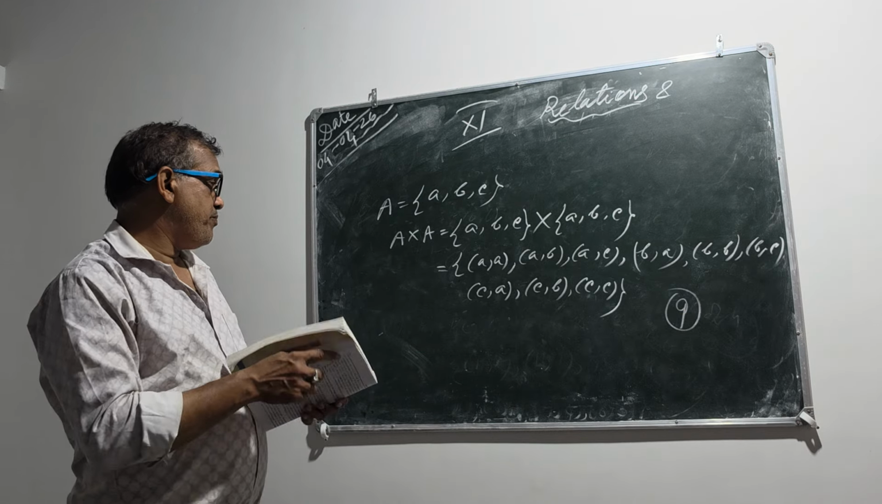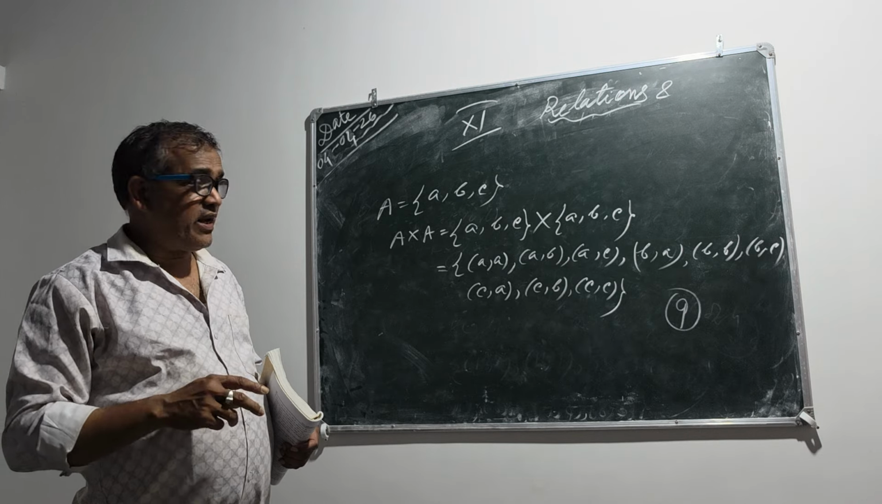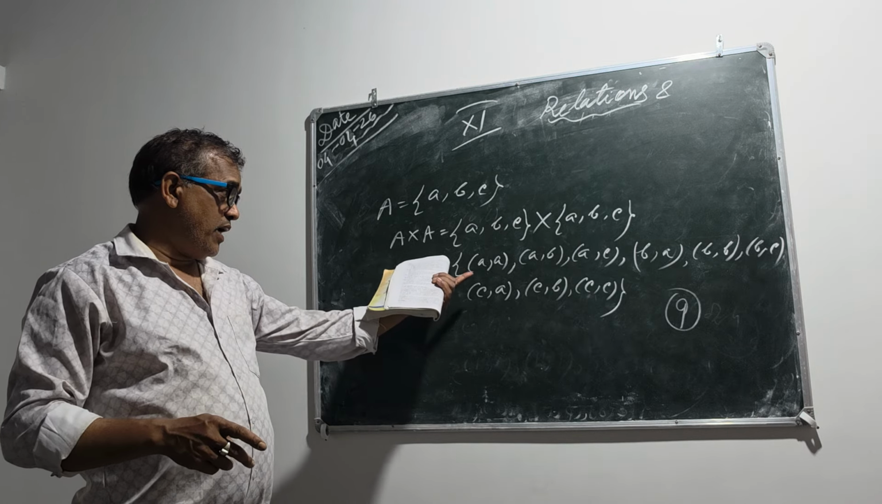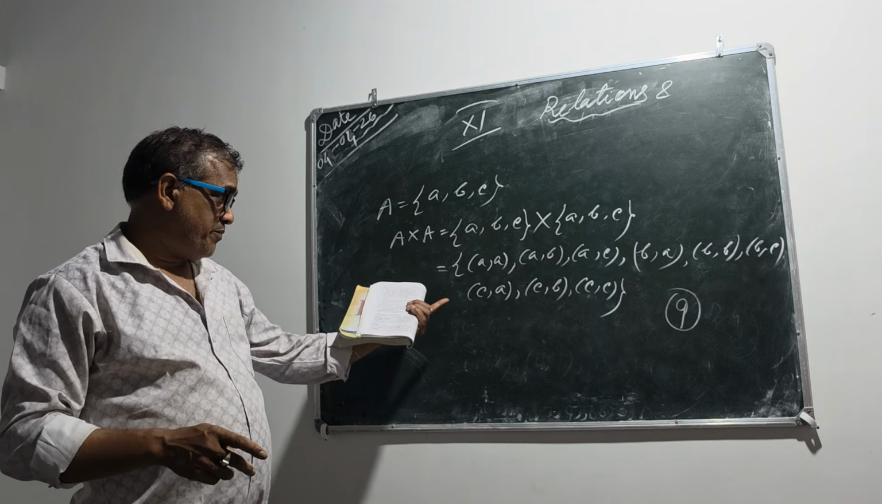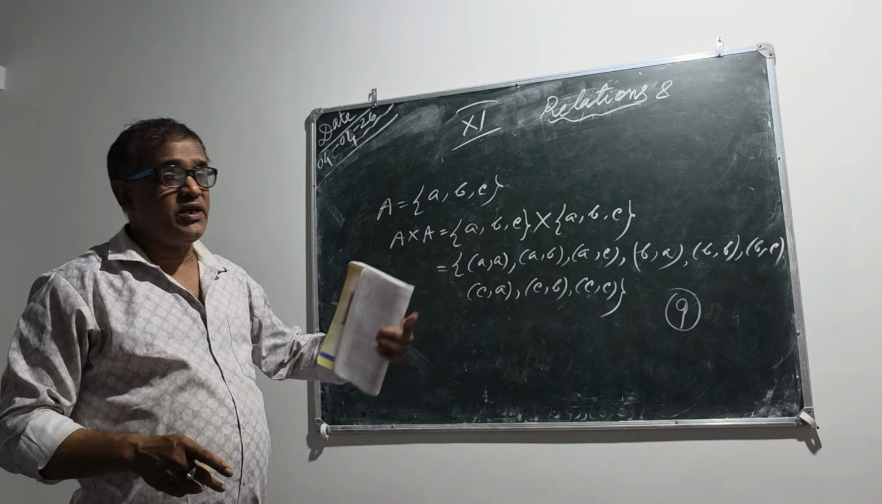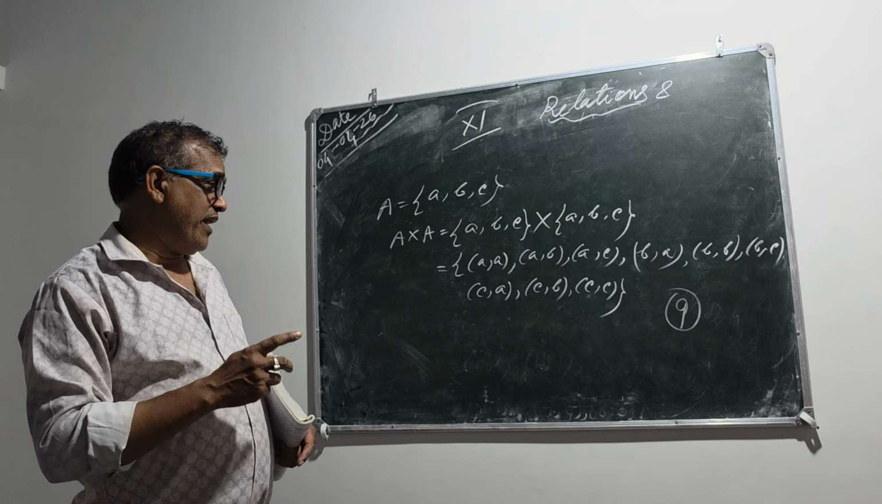So if A equal to {A, B, C}, then A cross A equal to AA, AB, AC, BA, BB, BC, CA, CB, CC. So the total number of elements given is 9.